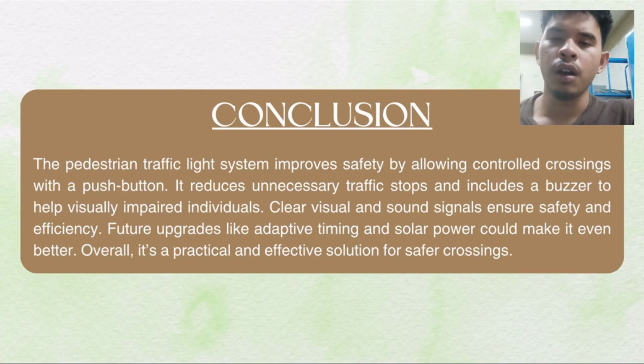Last of our presentation is the conclusion. The pedestrian traffic light system improves safety by allowing controlled crossing with a push button. It reduces unnecessary traffic light stops and includes a buzzer to help visually impaired individuals. Clear visual and sound signals ensure safety and efficiency. Feature upgrades like adaptive timing and solar power could make it even better. Overall, it's a practical and effective solution for safe crossing.